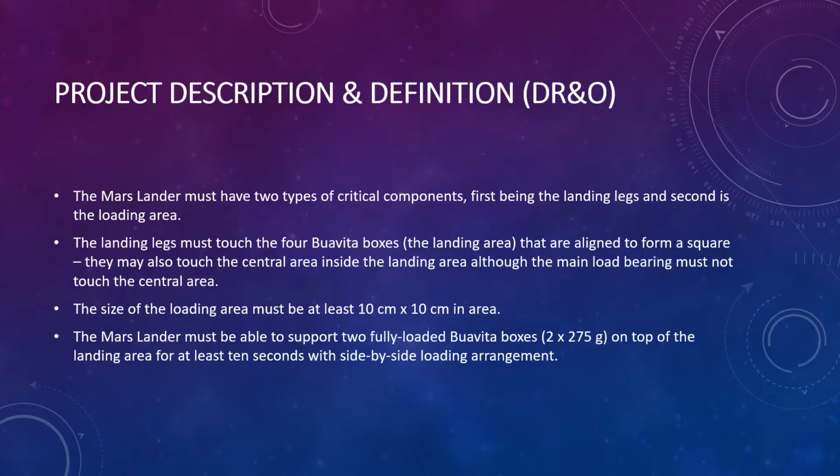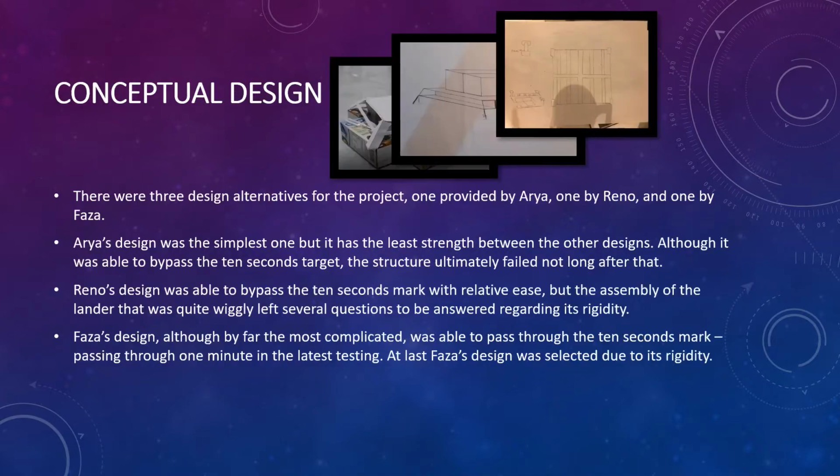And the Mars lander must be able to support two fully loaded buoy feet apexes, each weighing around 225 grams or 250 milliliters, and both are put on top of the landing area for at least 10 seconds with side-by-side loading arrangement. This last point is the target for our project. Moving on to the next slide.